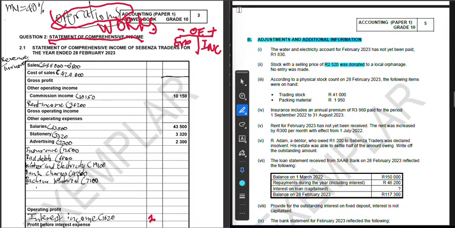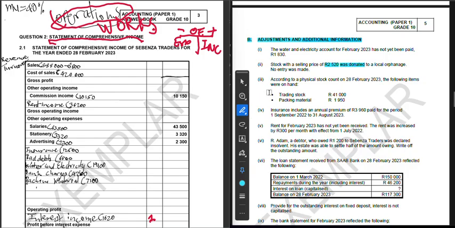Today we're doing part 2 of question 2, which we'll be continuing with. Last time we were doing part 1, which was information A. Right now we are going to continue with information B, and then we're going to complete our statement of comprehensive income. After completing it, we'll post another video that will be on question 3. So I'll just get to it.